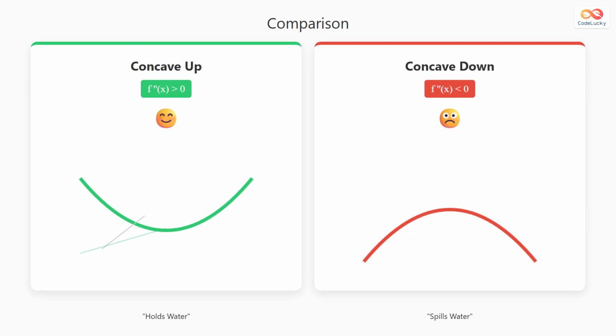It helps to compare this with concave up. On the left, concave up holds water and has a positive second derivative. On the right, concave down spills water and has a negative second derivative. Just remember, up is like a smile and down is like a frown.